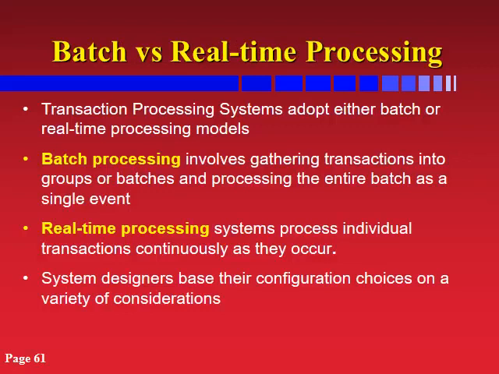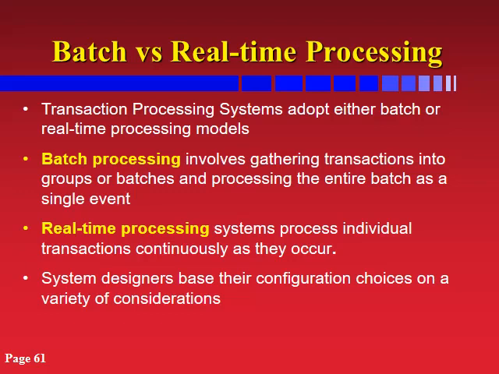In this final section, we're going to be looking at 2 models of how transactions can be processed, namely batch system or real-time system. Batch processing involves the gathering of transactions into groups or batches, and we process them as an entire batch in one single event. In real-time processing, these systems process individual transactions continuously as they occur.